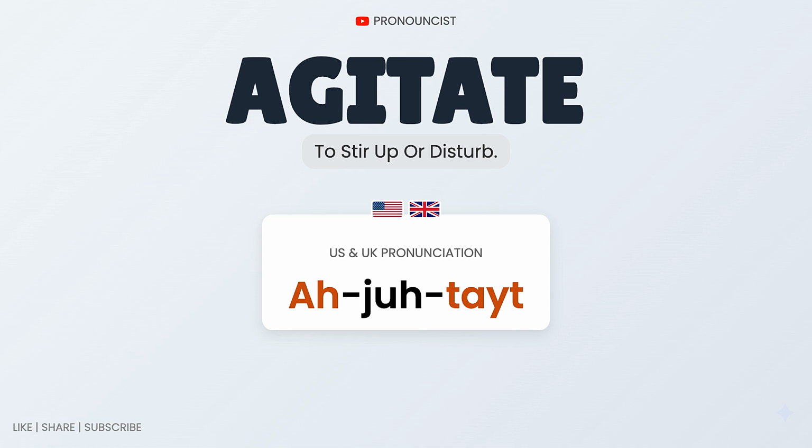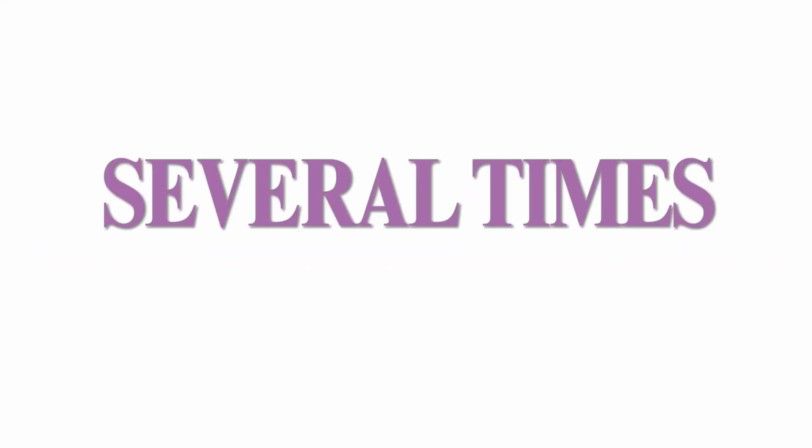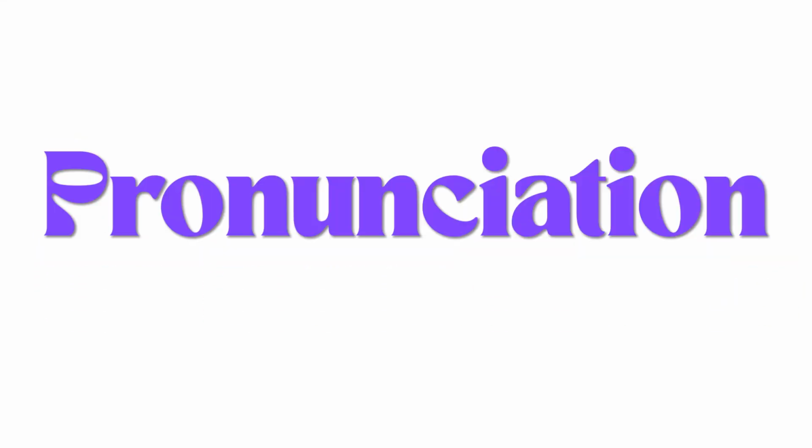J-tate. Agitate. Practice repeatedly and you'll soon be able to say this word perfectly. The best way to practice is to repeat the syllable multiple times. The meaning of the word is to stir up or disturb. Try repeating this word several times to improve your pronunciation.